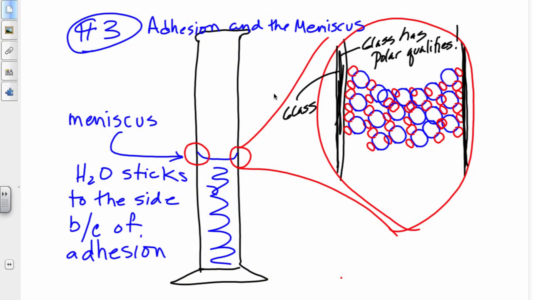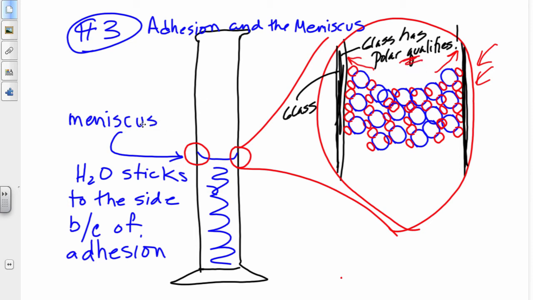So here you see a sketch that I created of a graduated cylinder, and basically what I've done is I have done a little zoom in, and so as we zoom in, I've tried to show what the actual water molecules look like and how they behave on the side of this graduated cylinder. So you can see that the water molecules are sticking to the side of the graduated cylinder right here. They're sticking to the side. And not only do they stick to the side, but they tend to climb up the side of the graduated cylinder because the glass has polar qualities.